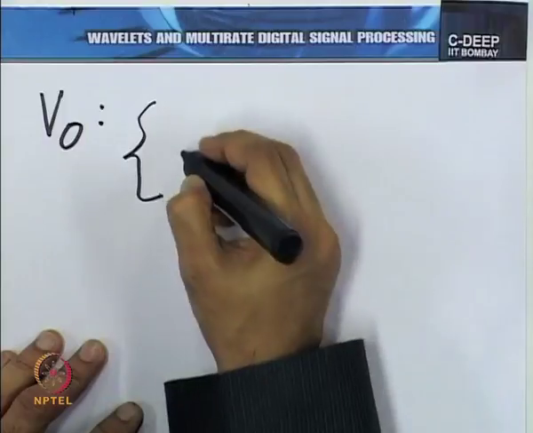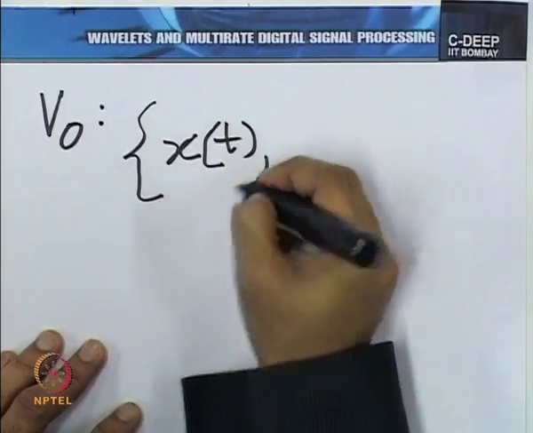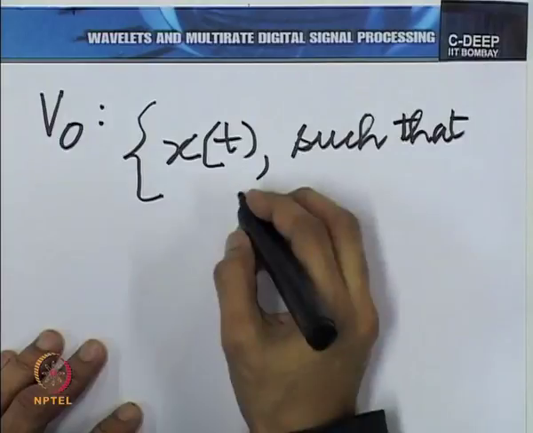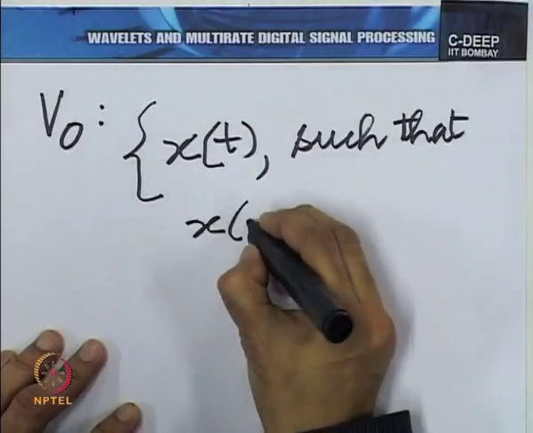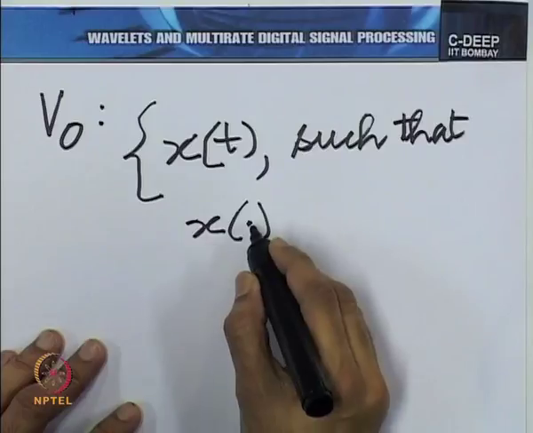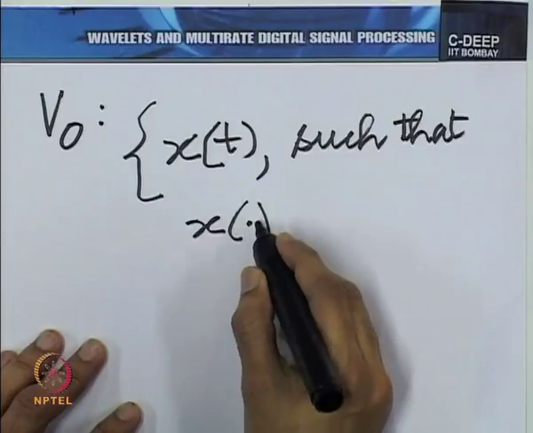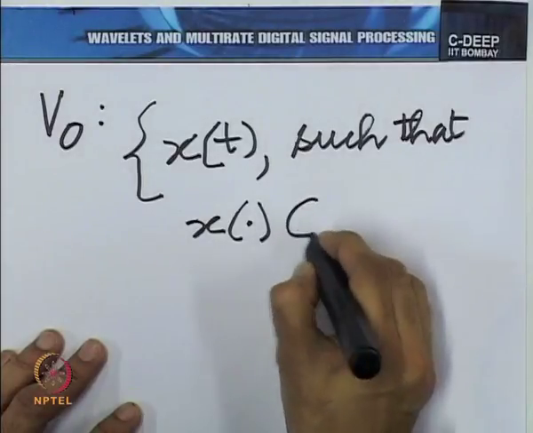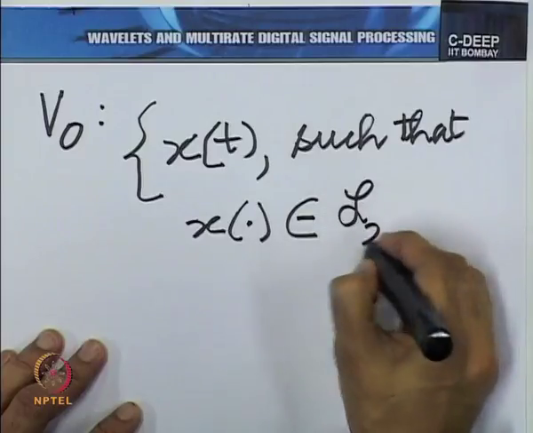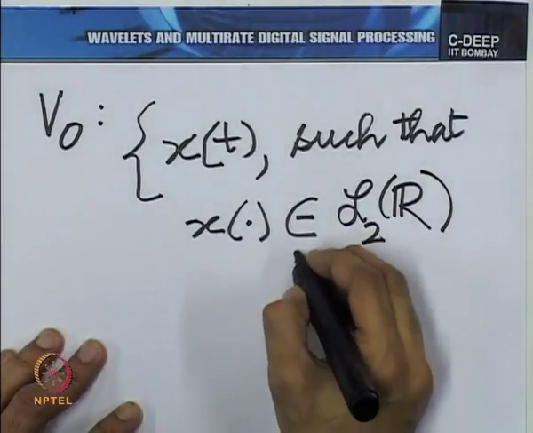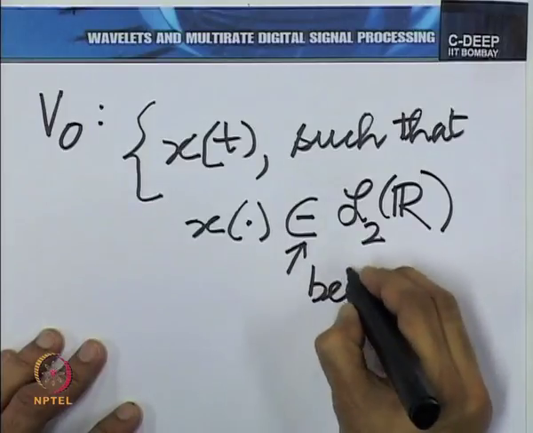Now, I am going to write mathematical notation. V 0 is the set of all x of t such that two things happen. X of t, now you know x is a function. So, when I write like this, what I mean is I am suppressing the explicit value of the independent variable, but I recognize that there is an independent variable here, but I am treating the whole thing as an object. It is a function, I am treating the whole function as an object, and this object belongs to L 2 R. Recall that L 2 R is the space of all functions which are square integrable, and this stands for belongs to.